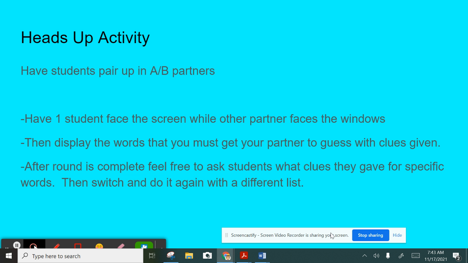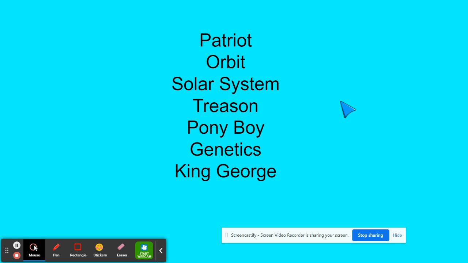Could I have all of the A's face the screen, all the B's face the wall, the windows? Okay. All right. We're going to start in 3, 2, 1, go. Okay, hopefully you guys could have some good clues for all of these words that could be involved in different classes. All right. Now, B's face the screen, A's face the wall. In 3, 2, 1, go.